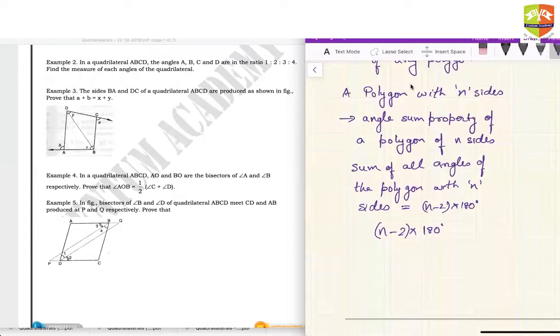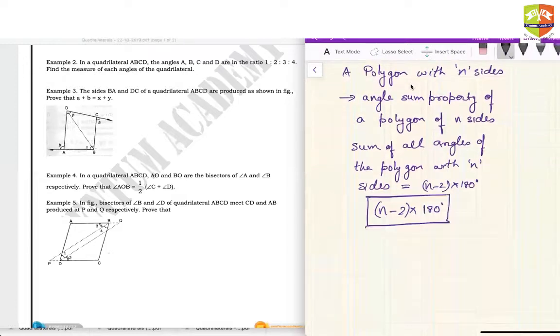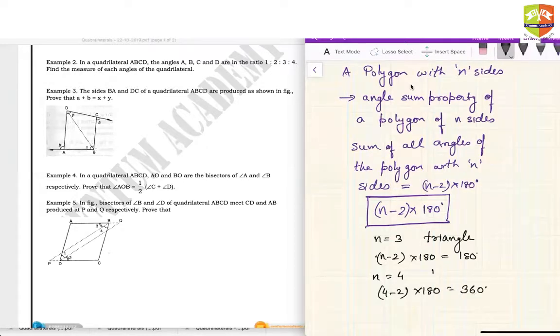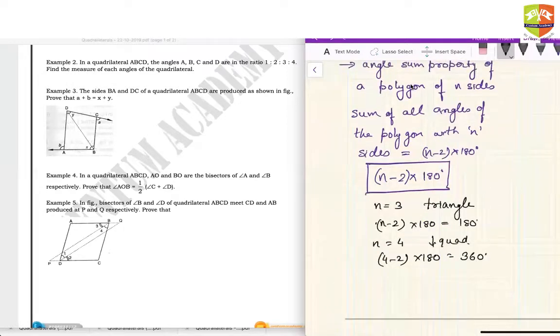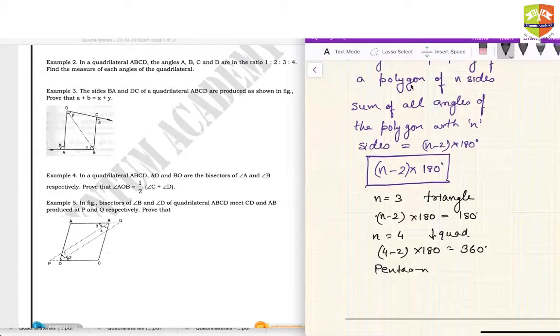You can use it for any purpose you want. Now, you can check when n is equal to 3, a triangle with three sides, (n minus 2) into 180 is 180. When n is equal to 4, 4 minus 2 into 180 is equal to 360 degrees. So this is for a triangle, this is for a quadrilateral. For a pentagon, which has 5 sides, n equals 5, so it will be 5 minus 2 into 180 degrees, which is equal to 540 degrees.